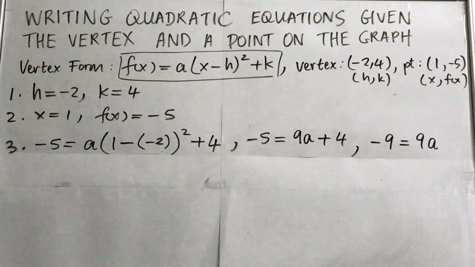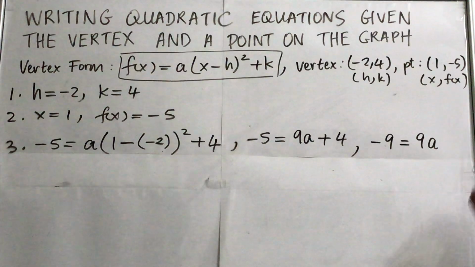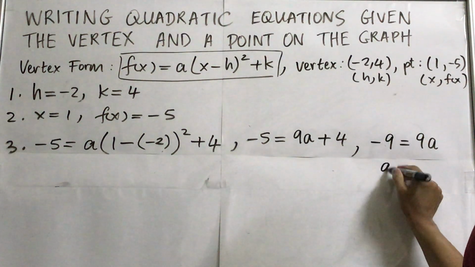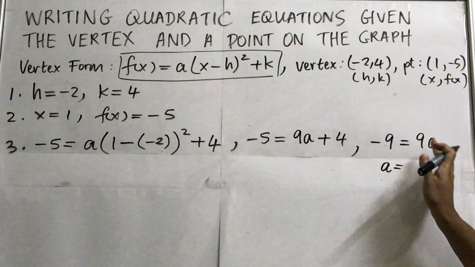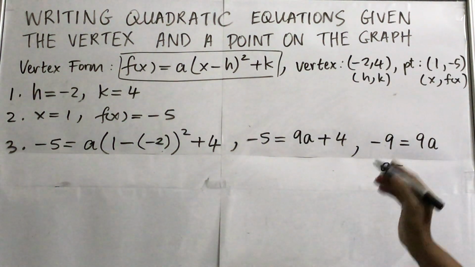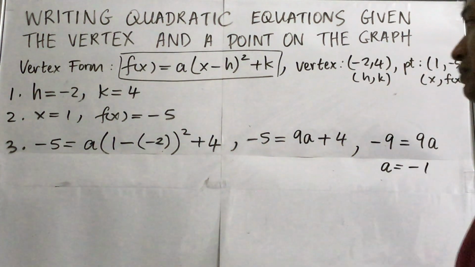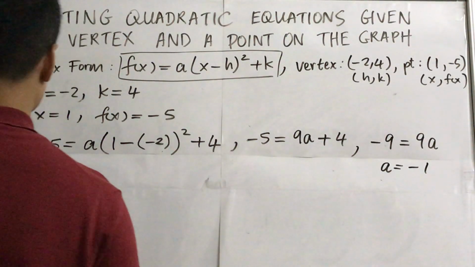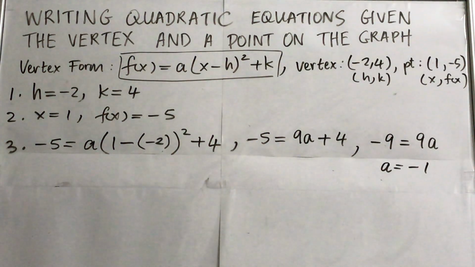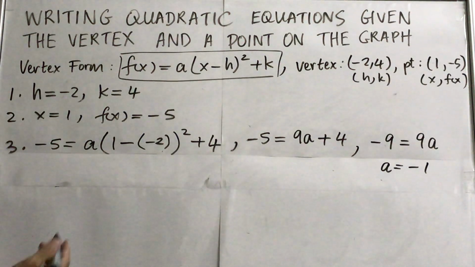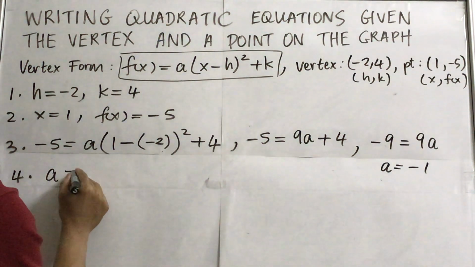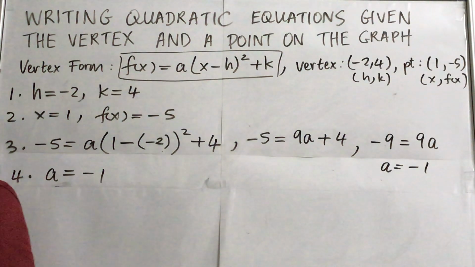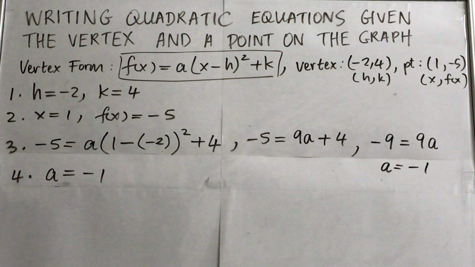And we know what a is. -9 equals 9a. Divide by 9 on both sides. -9 divided by 9 is -1. Okay. That should be your step 4 actually. You're finding out what a is, which is -1. Now, step 5.